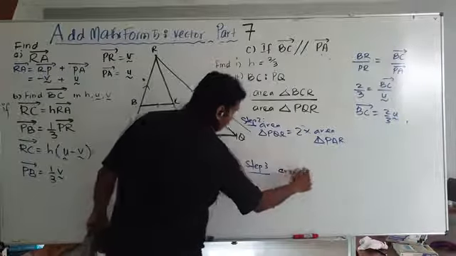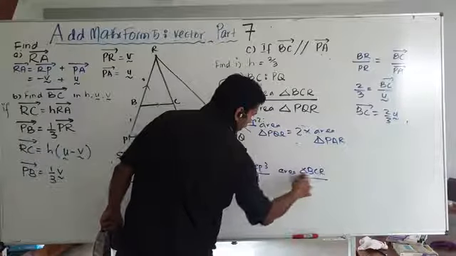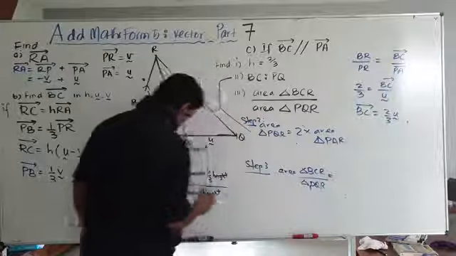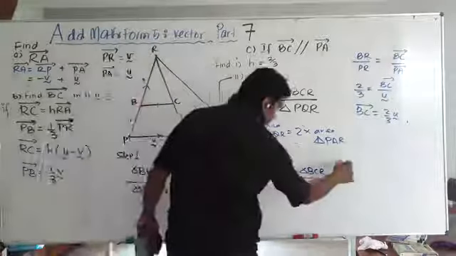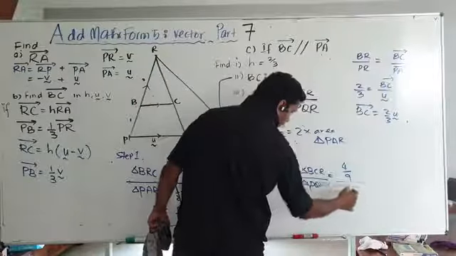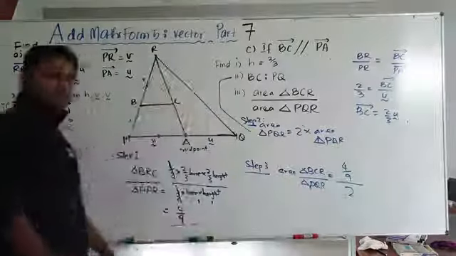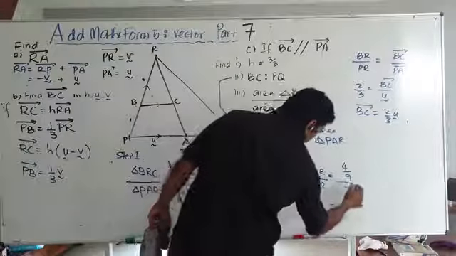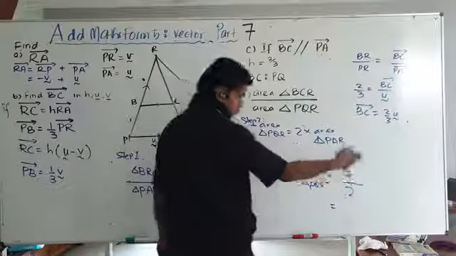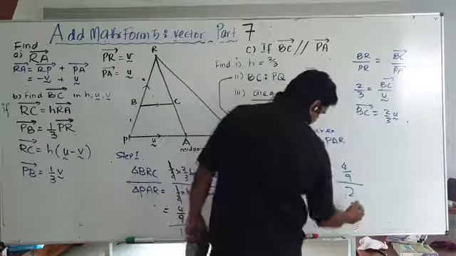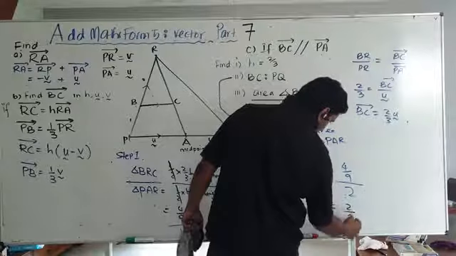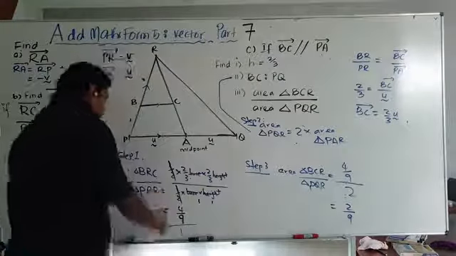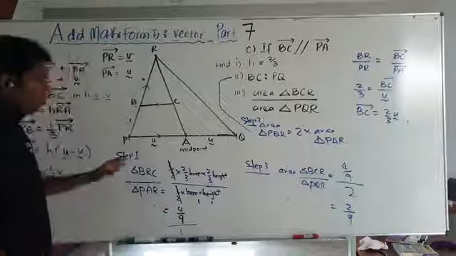So the area of triangle BCR over triangle PQR is, the top part is 4 over 9. Divide by 2 times bigger, which means your answer should be, divide, you will get, how much you'll get? You'll get 2 over 9. So the answer for this is 2 over 9. Are you okay? Quite tricky.